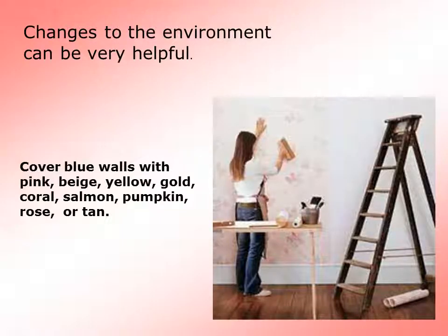Changes to the environment can be very helpful. Put up wallpaper. If you can't paint, maybe you can put up wallpaper that's in a color. And I've listed the colors here. They're pink, beige, yellow, gold, coral, salmon, pumpkin, rose, or tan. Any of those colors would be great. If they won't let you put up wallpaper, maybe you could hang a quilt that's in those colors. There's generally always something you can do to improve the environment if your walls are blue, purple, or some other color that is going to make our eyes work harder.